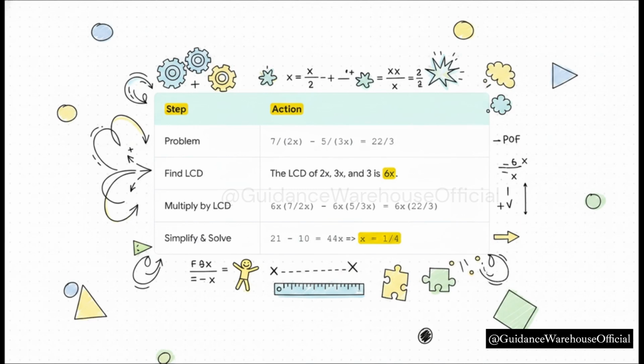Okay, and this is where the magic happens. In this problem, our LCD is 6x. Now watch this. When we multiply every single term in the equation by 6x, the denominators just vanish. They cancel out. This messy-looking rational equation instantly becomes a simple, friendly linear one. 21 minus 10 equals 44x. And that is a puzzle we definitely know how to solve. We get 11 equals 44x, which means x equals 1/4.